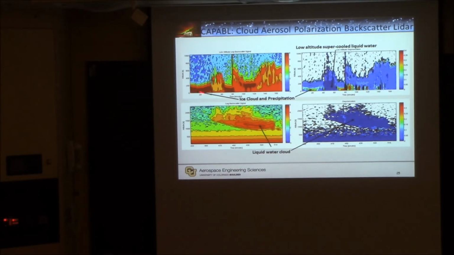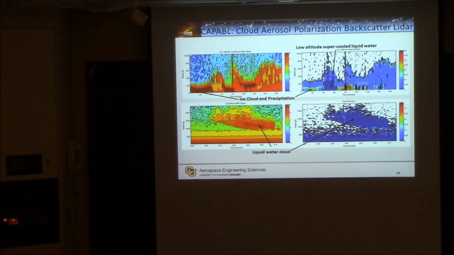Here you can see in this backscatter that the depolarization ratios are quite high, which tells us that these are ice particles here. And then we could still have liquid water describing these clouds.